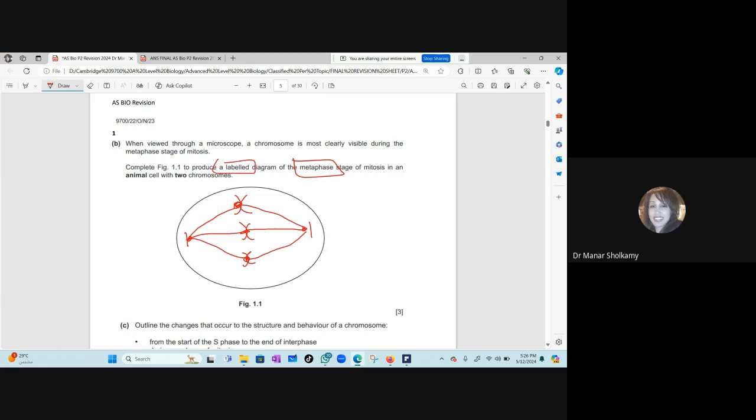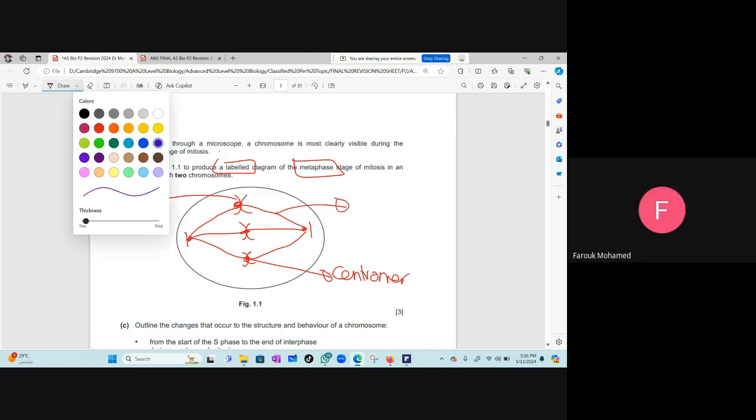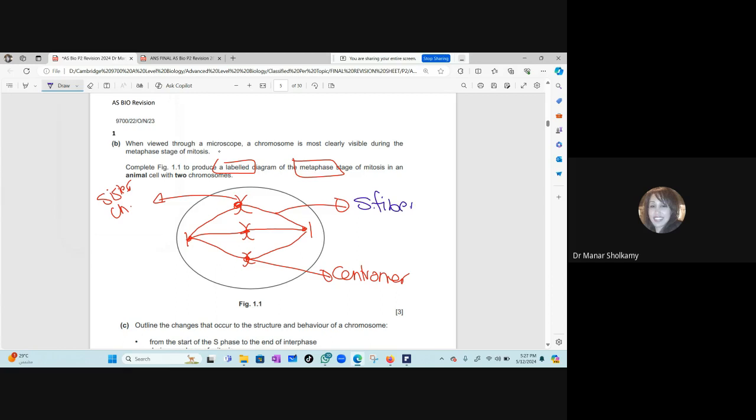Okay, labeled diagram. Here is the chromosome, and it's nice to clarify and say it is made up of two genetically identical sister chromatids. And what is the central meeting point between both? Centromere. Centromere, good. And what do I label this? Spindle fibers. Yes, spindle fibers. And what do I label this? Centriole. Centriole, good. That's it. Very good. And this is the equator or the metaphase plate.